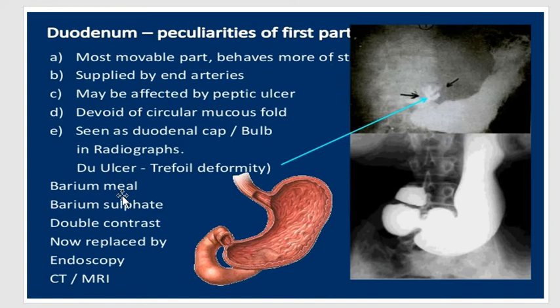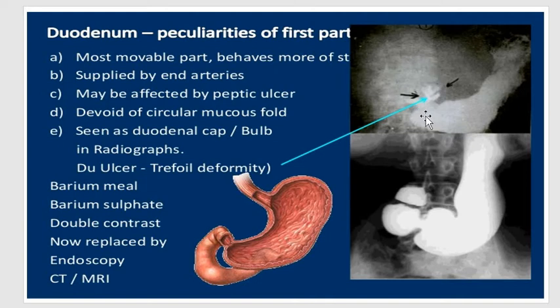So barium sulfate, when you give it as a dye to the patient because you want to see the GI tract, you have given barium sulfate to the patient. Now this first part of the duodenum is seen as a triangular shadow, which is called the duodenal cap.